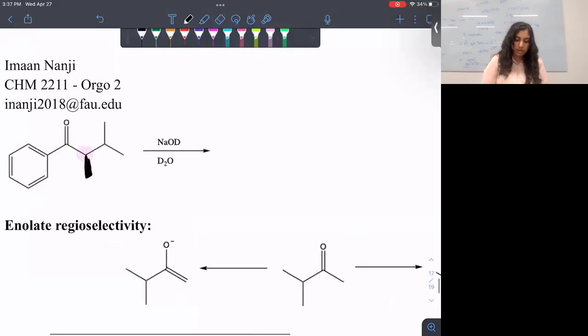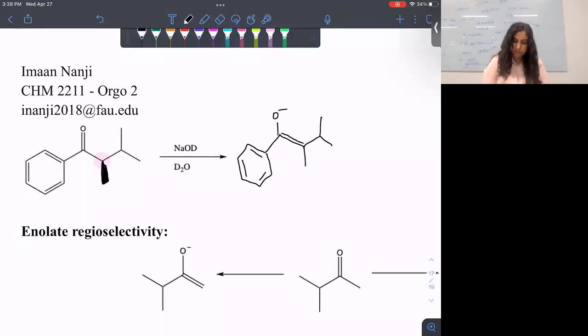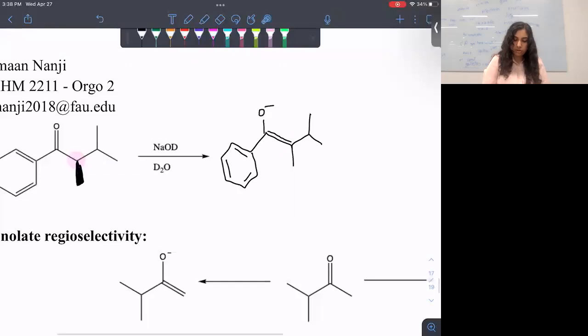What happens in base when you form the enolate, it goes through that double bond intermediate. So the enolate, you have a double bond on the alpha carbon. When you have a double bond, everything is planar. There's no more chirality. This methyl is now planar.